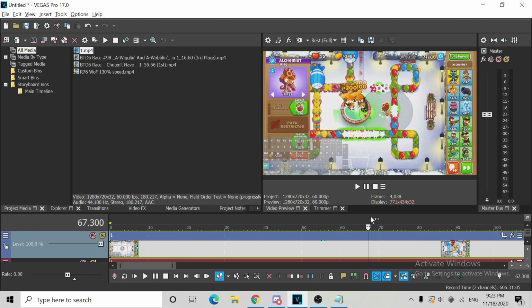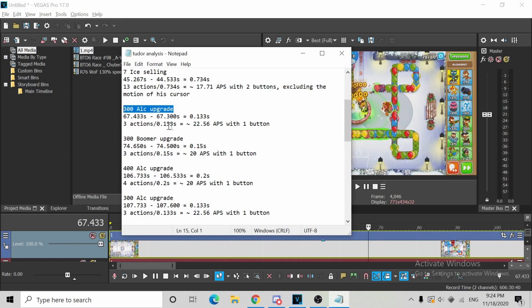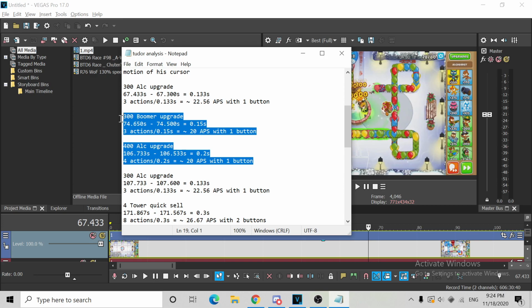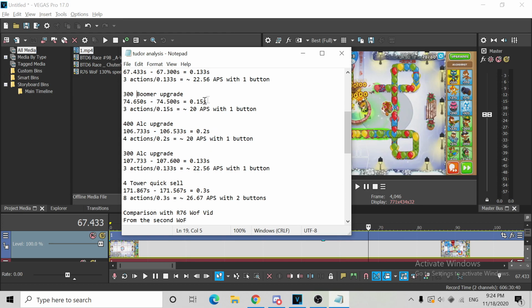As you can see here, he presses this upgrade button for the first time at 67.3 seconds on the Elk. So that's 1 upgrade, 2, 3. 67.433 seconds. So that's about 3 actions over a span of 0.133 seconds, and that gives us about 22.56 APS with 1 button. So that's pretty fast. And I did the same calculations, the same process with this 300 Boomer and the 400 Elk upgrade, and those both give me about 20 APS.